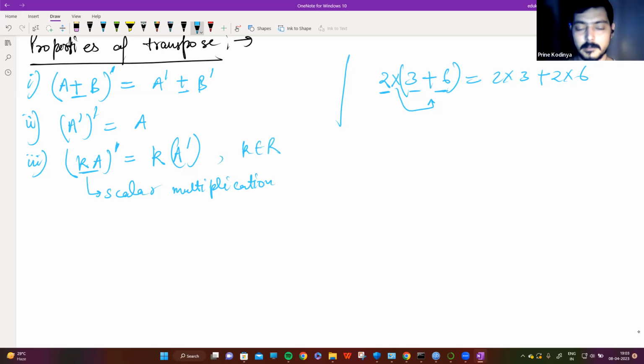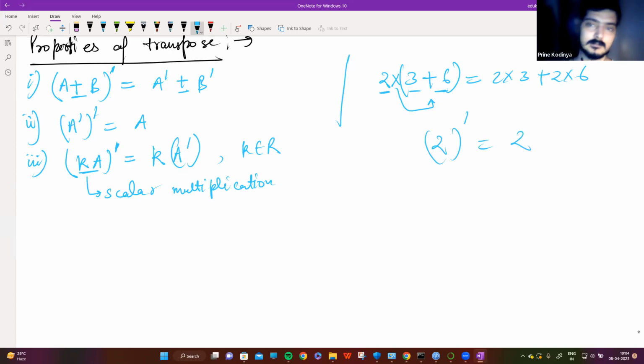So this is scalar multiplication. You can distribute transpose over scalar multiplication as well. But with scalar multiplication, there would be no transpose of k, right? I mean, how can you change it? What is 2 transpose? 2, nothing, because this is not a matrix.